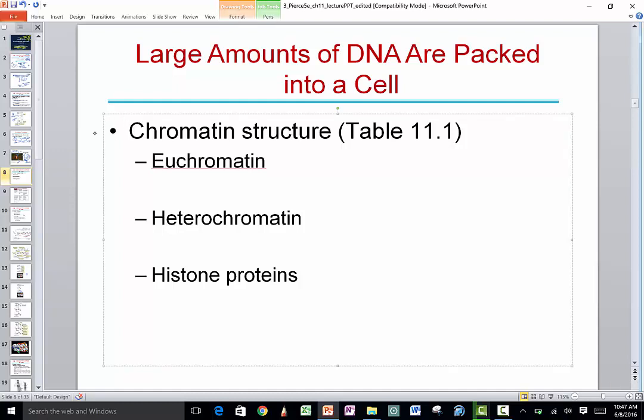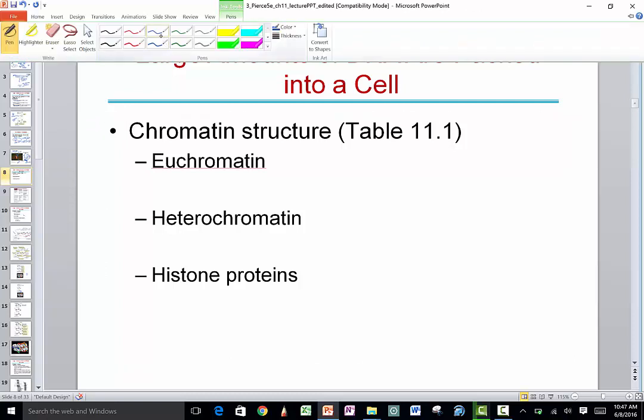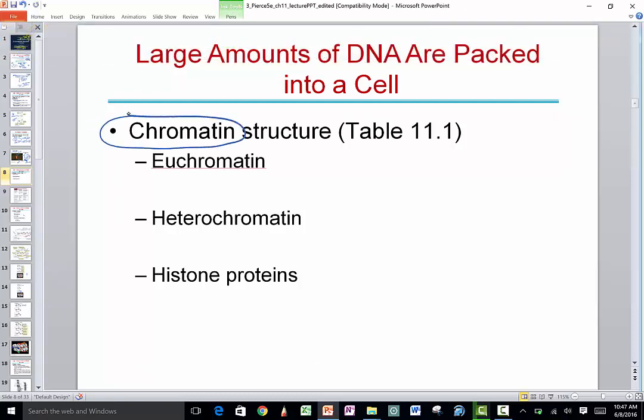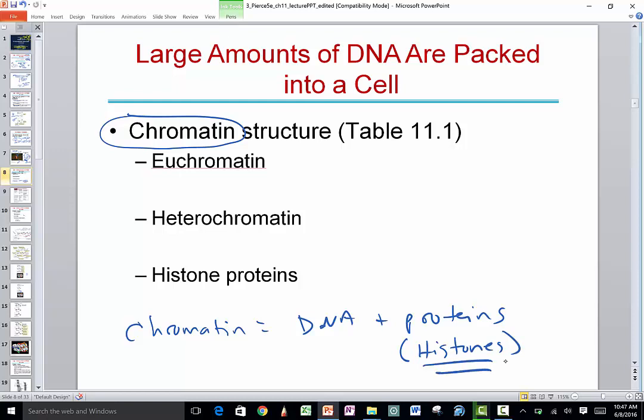And an important term here is chromatin. So chromatin equals DNA plus specific proteins. Mostly these proteins are histones, so that's the main type of protein that we're going to talk about. These are DNA binding proteins that make up chromatin. So chromatin is a very specific type of material. If you have a cell with a nucleus and with chromosomes, the chromosomes are made up of chromatin.